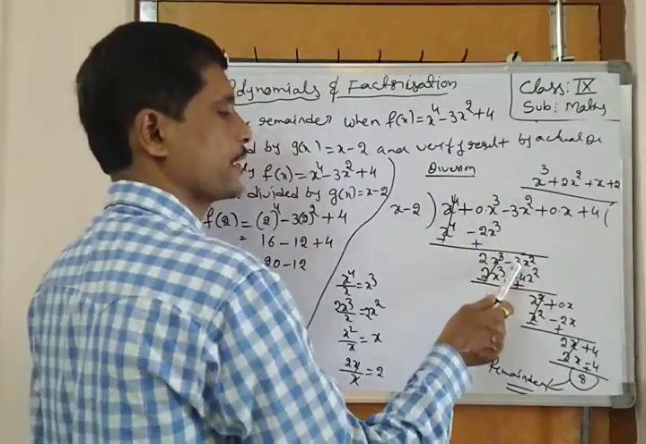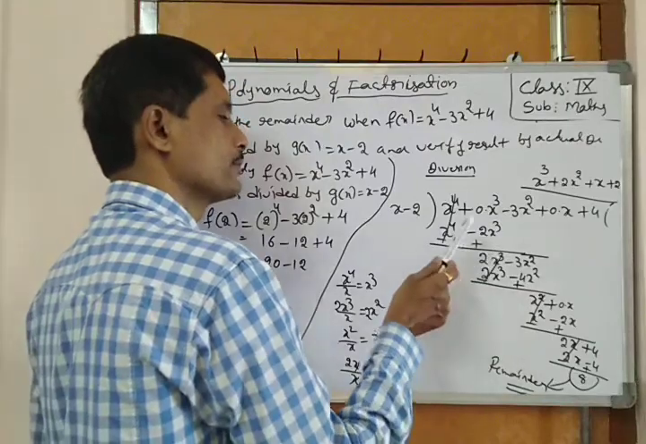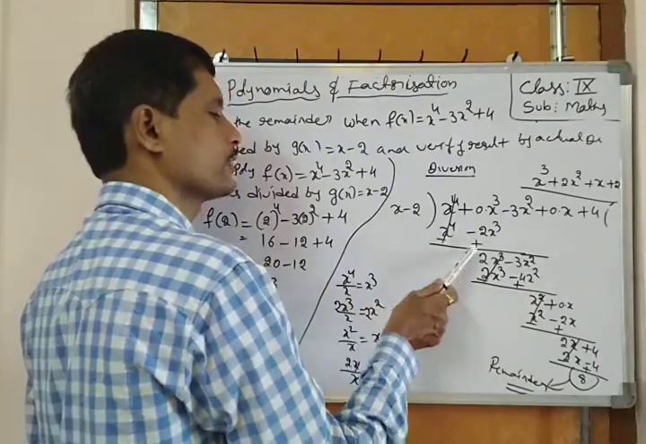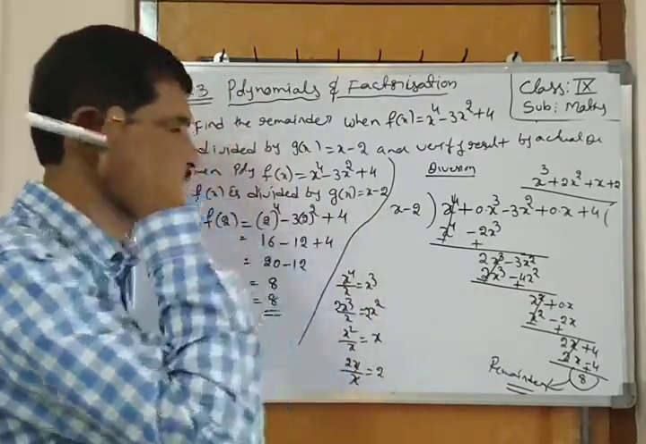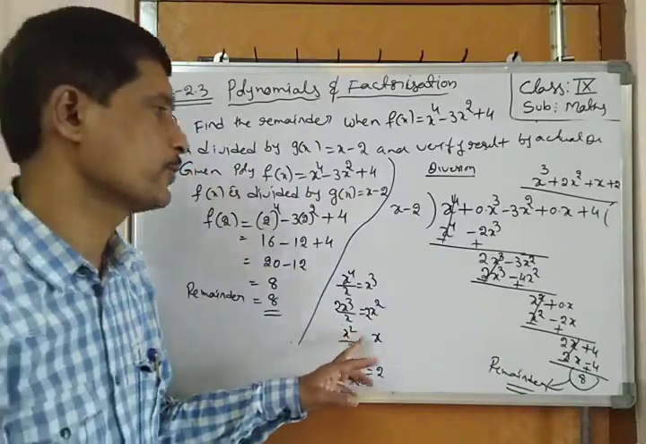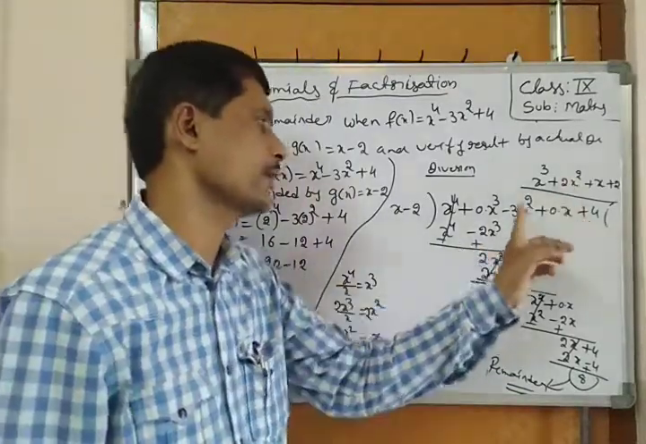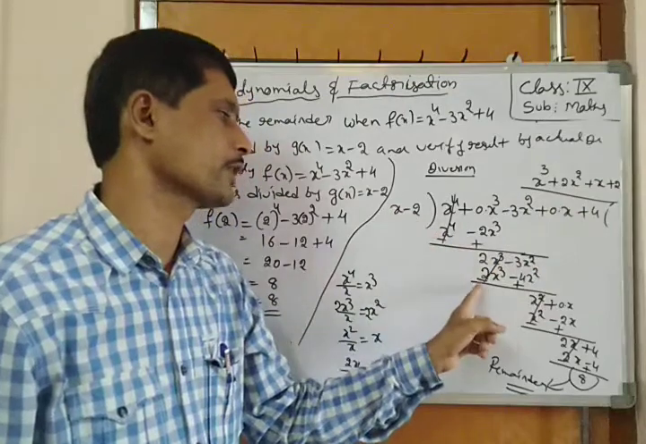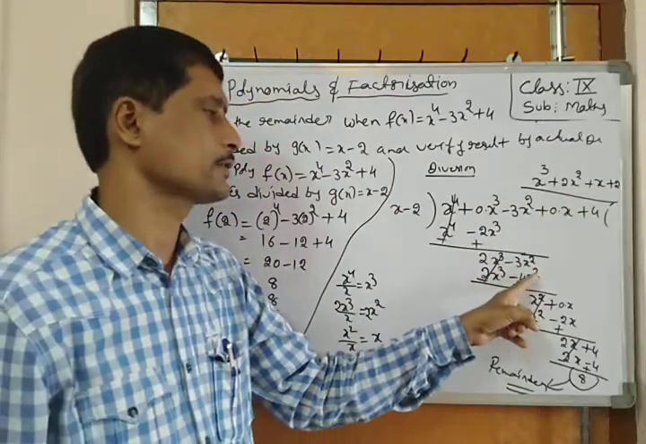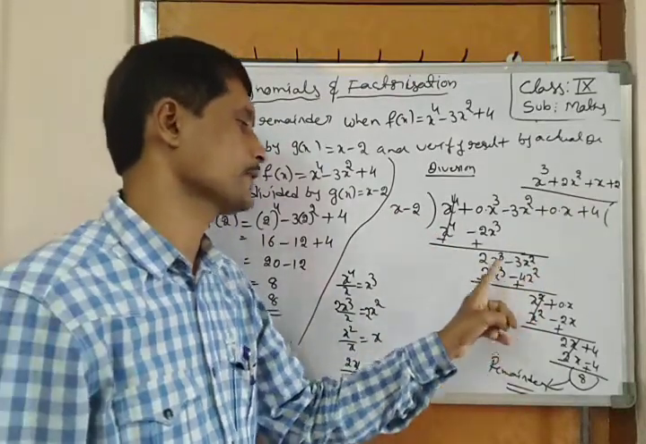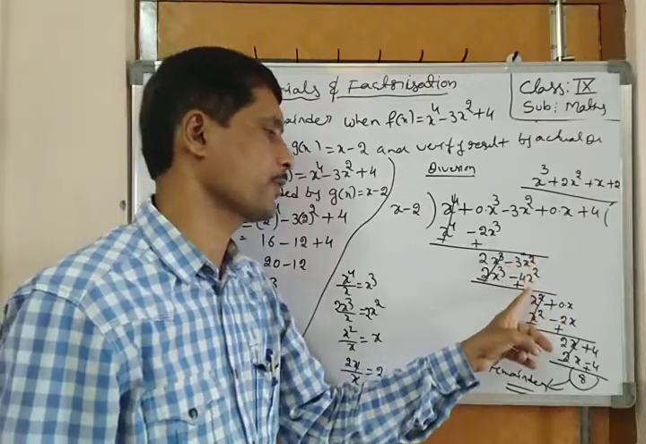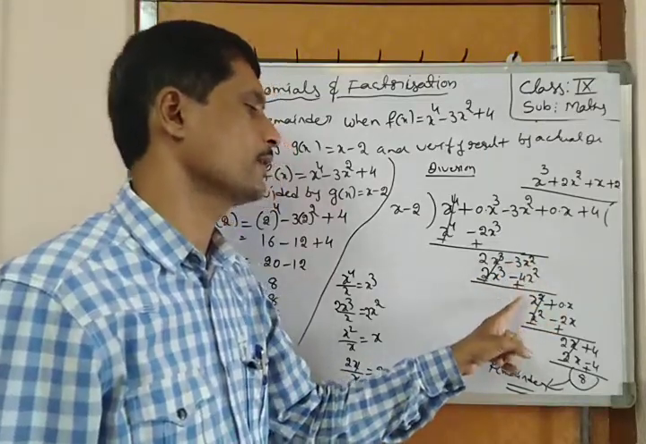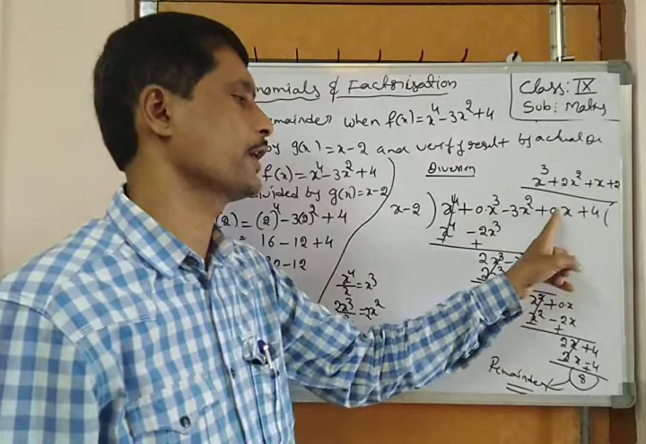Next write minus 3x square. Here the degree is 3, and the divisor degree is 1. That is 2x cube by x, that is 2x square. The quotient is 2x square. 2x square into x is 2x cube, minus 4x square on multiplying. Therefore in subtraction both get cancelled. Minus 3x square plus 4x square is x square, plus 0 into x.